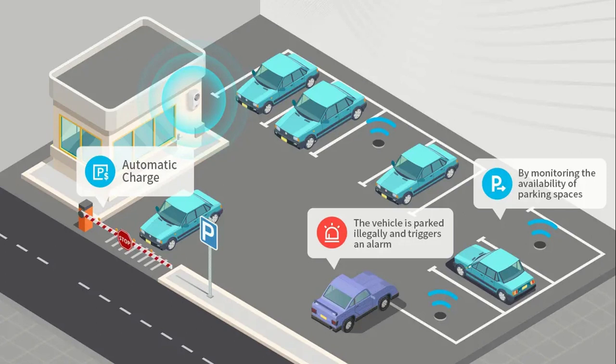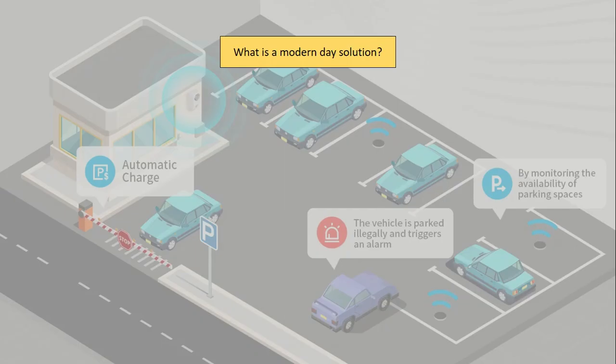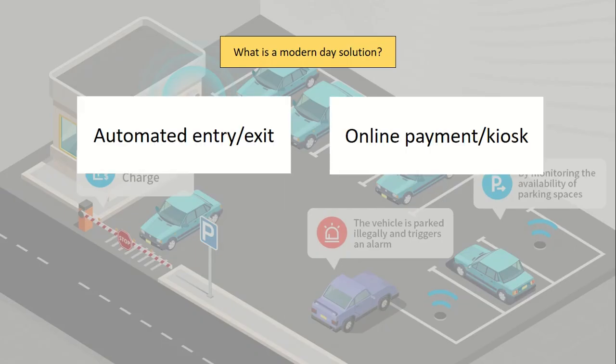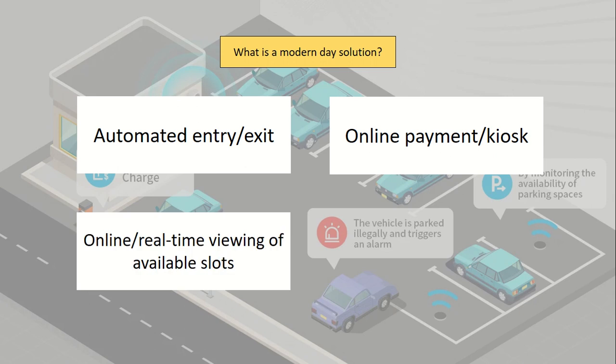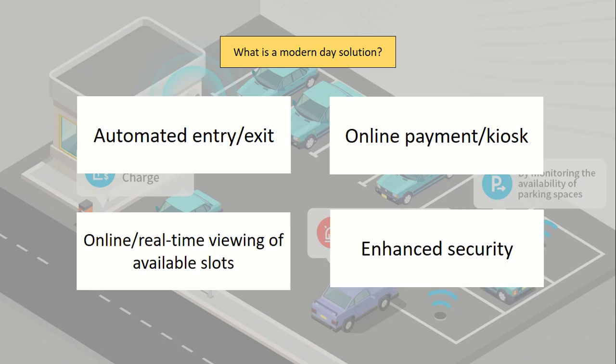One solution to the problem of the traditional parking system is the smart parking system. Automation in entry and exit points, as well as online payment solution, will reduce the reliance on human labor. Parking guidance system using apps or LCDs eliminate the need to hunt for parking spaces for extended periods of time.